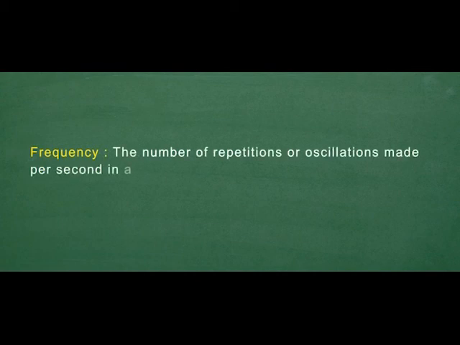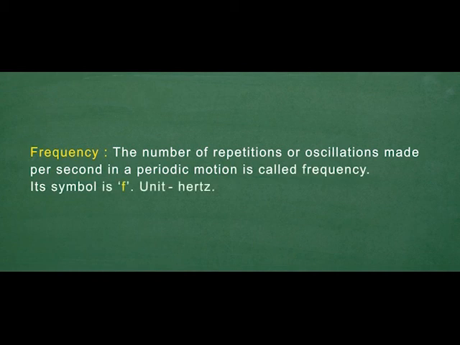Now let's go to the third definition, that is frequency. So what do you mean by frequency? The number of oscillations made per second, or the number of repetitive motions per second, is what is referred to as frequency. The symbol we use for frequency is f, small letter f, and the unit we use is hertz.